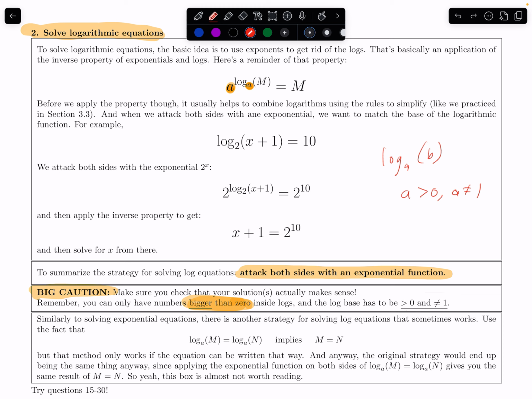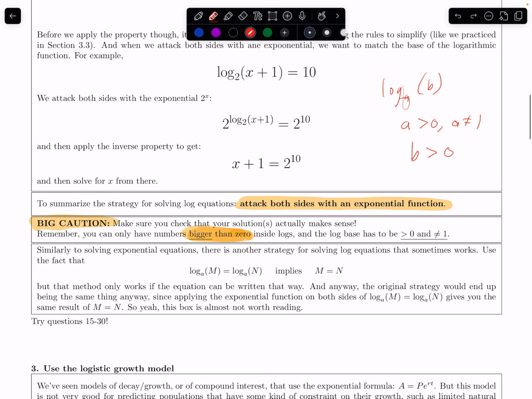So the base has to be bigger than 0 and it cannot be 1. And also this number here, b, has got to be bigger than 0. You can't take logs and get a negative number because the base was positive. So b is also bigger than 0. Make sure that when you figure out your answer, it doesn't violate one of those two things, where it's going to make the base negative or 1, or make the inside of the log negative. All right, that's basically it.